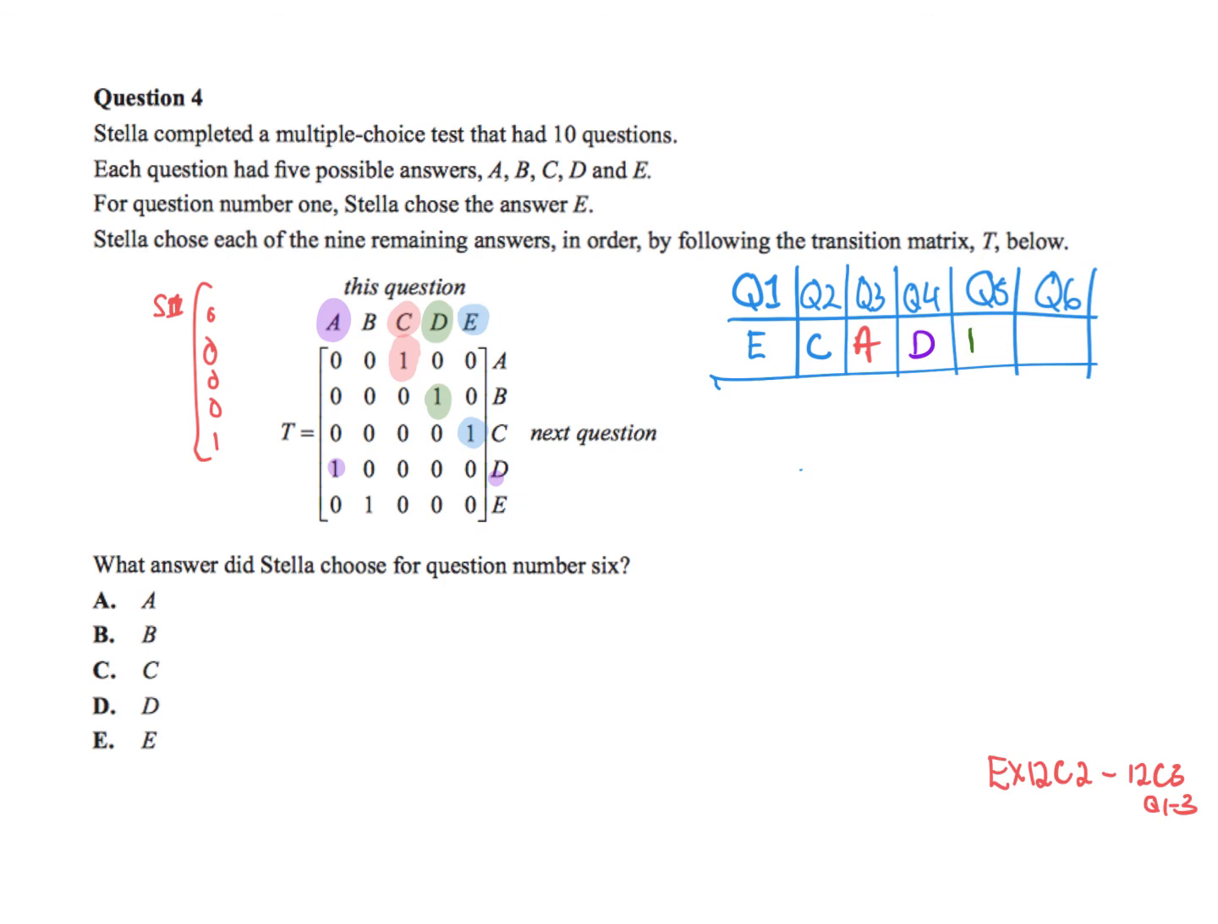It's B. Okay, back to B now. We're on B. What do we pick? We're back to E. So what does she pick for question number 6? She picked E. All right, so I think that would be quicker than doing a state matrix.